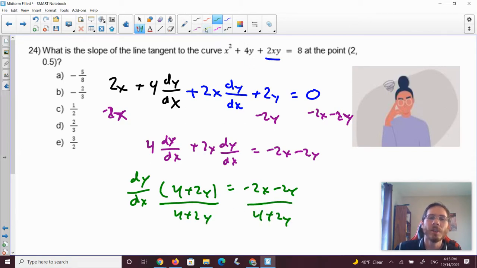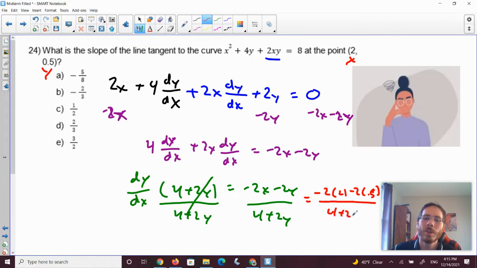And then we have to substitute in because now we actually know what x and y are here. We're given 2 is x and 0.5 is y. So negative 2 times 2 minus 2 times 0.5 over 4 plus 2 times 2. So that's going to be negative 5 over 8. So we end up at A. So A is the right choice for that one.